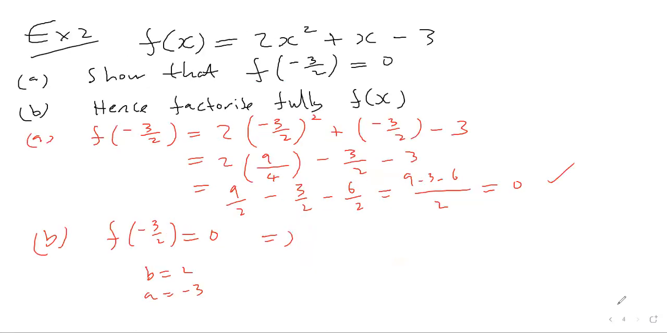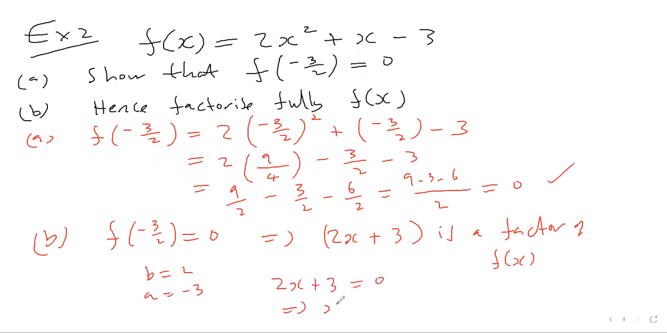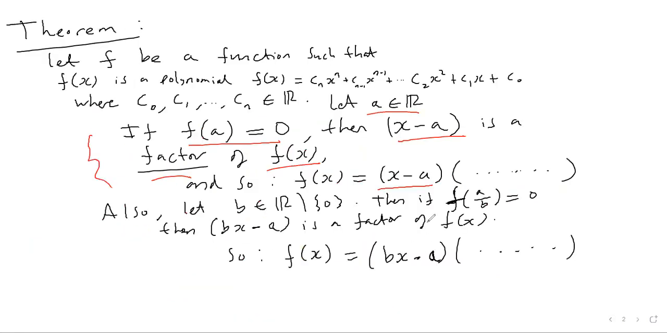So that means that 2x plus 3 is a factor of f of x. And we can actually see this because if we put 2x plus 3 equal to 0 and rearrange that, we get x equals minus 3 over 2. So if we substitute minus 3 over 2 into the function and get 0, that means that 2x plus 3 is definitely a factor. We're just applying the factor theorem that we did here.